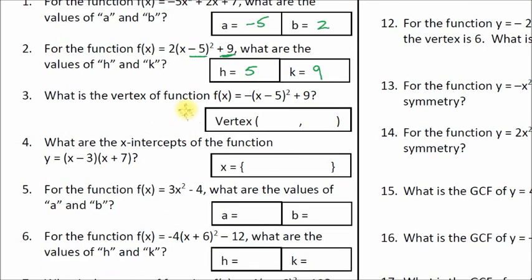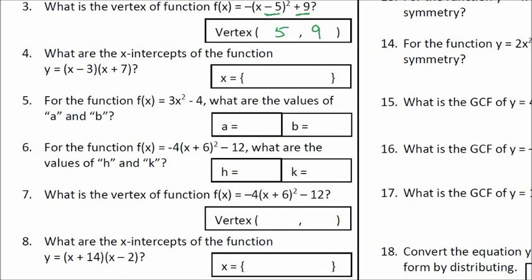Question number 3. What is the vertex of the function f of x equals negative x minus 5 squared plus 9? Looks pretty much the same as question number 2, except the a value is different, but the same rules apply. H and k, this is vertex form. H and k, that is the vertex. So if negative 5 is in the binomial, then the x value of the vertex is h, which is 5, and the k value is the y value of the vertex, and that is 9.